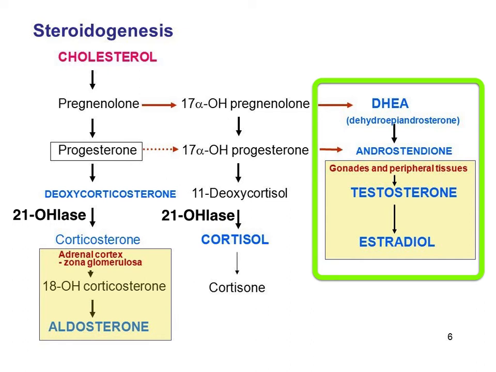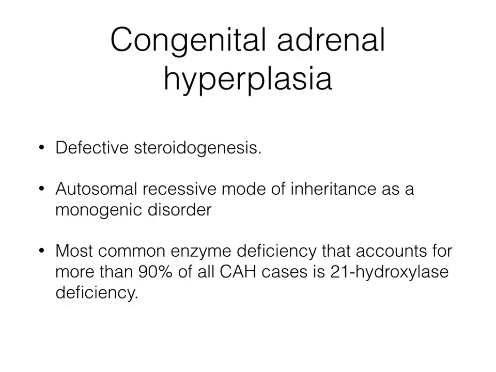Now take note that 21-hydroxylase is a common enzyme in the production of aldosterone and cortisol. Some individuals have defective steroidogenesis. They are suffering from a condition called congenital adrenal hyperplasia. This is an autosomal recessive disorder. Now, the most common enzyme deficiency that accounts for more than 90% of congenital adrenal hyperplasia is deficiency of the enzyme 21-hydroxylase. What will be the effect now of the deficiency of this particular enzyme?